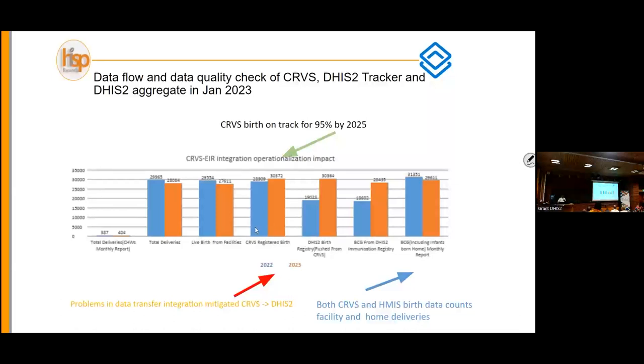So when you look at the CRVS registered and also the DHIS pushed from CRVS to DHIS, you find there is quite a big number of improvement, but still there are some challenges, some missing information that to some extent affect the services, because to be able to vaccinate the child, the child has to be in the system, so that you can utilize the NIN provided from the CRVS.